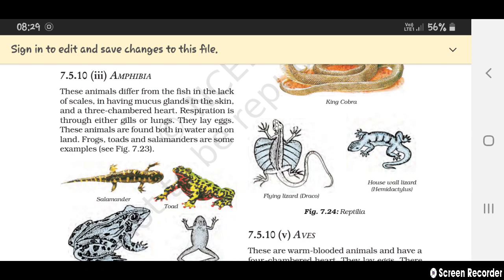So they have mucous glands in the skin and a three-chambered heart. Respiration is through either gills or lungs. So some have gills, some have lungs. And they lay eggs. These animals are found both in water and on land. So in both water and land you can find these animals. Some examples are frogs, toads and salamanders, and some more.